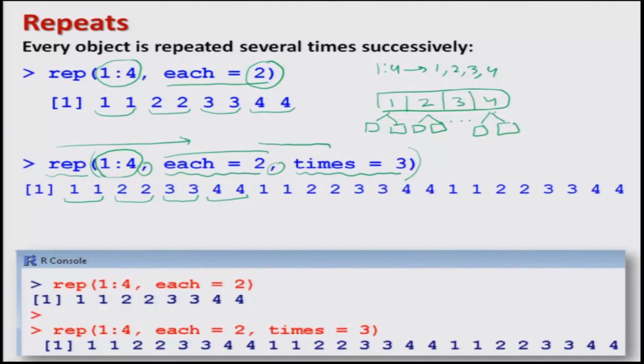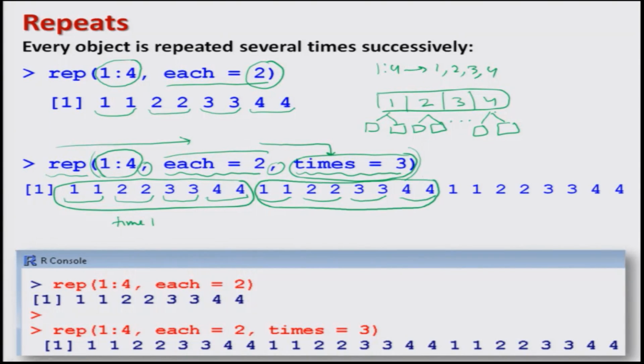Now, in the next step I am asking to repeat the entire sequence generated up to the option each equal to 2, 3 times. So, you can see that if I call this set of values my time 1, then this is another set: 1 repeated 2 times, 2 repeated 2 times, 3 repeated 2 times, 4 repeated 2 times, and this entire set is repeated again. This is my time 2, and the same process is repeated: 1 twice, 2 twice, 3 twice, 4 twice, and this entire set of values is also repeated a third time. So, this is times equal to 3. This is how the rep command can be used to generate different types of data sets.